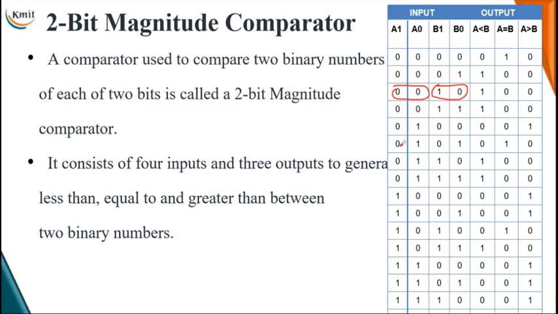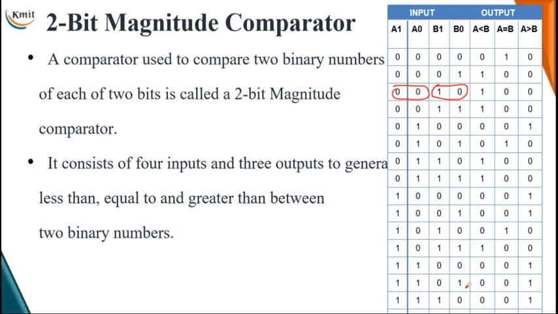In the same manner, here let me verify A1 with B1, both are equal. So A0 is equivalent to B0. In this combination, A0 is 1, B0 is also 1, A1 is 0, B1 is 0. Hence A equal to B is 1, and the outputs of A less than B and A greater than B are 0.